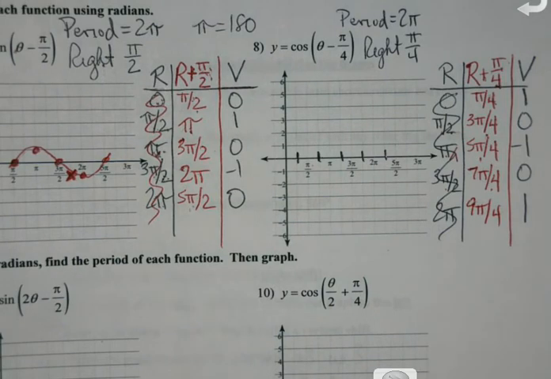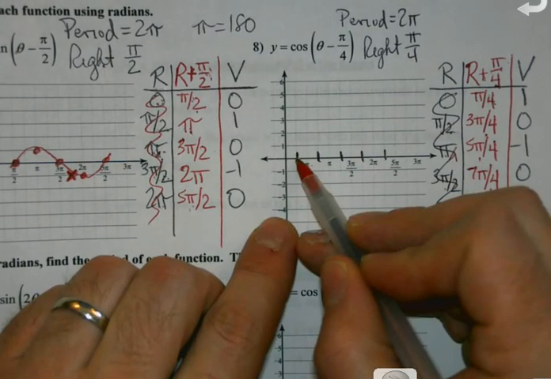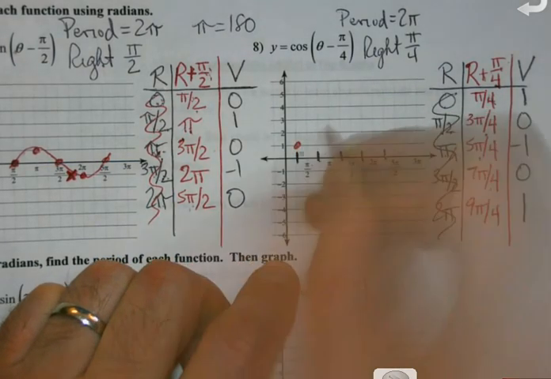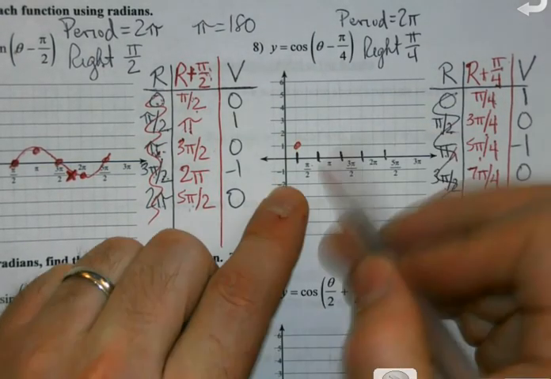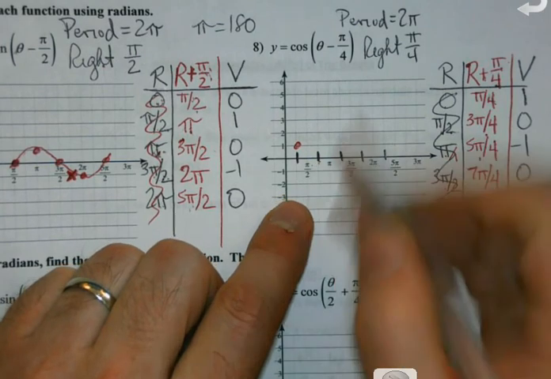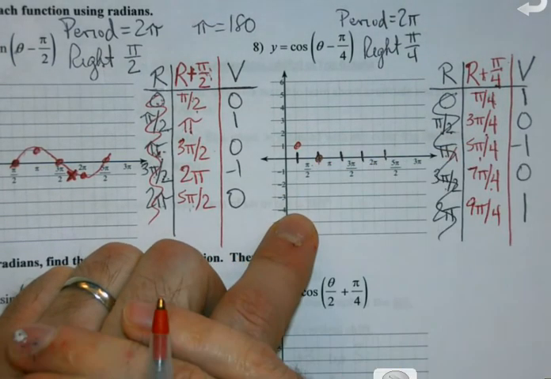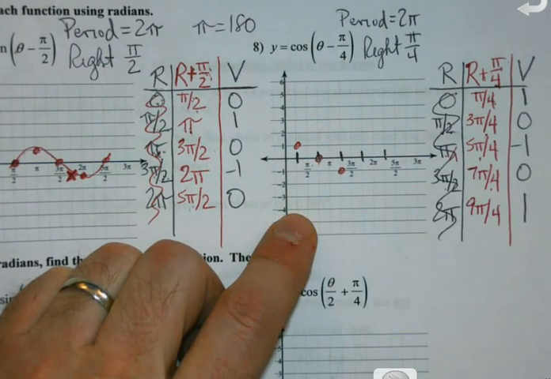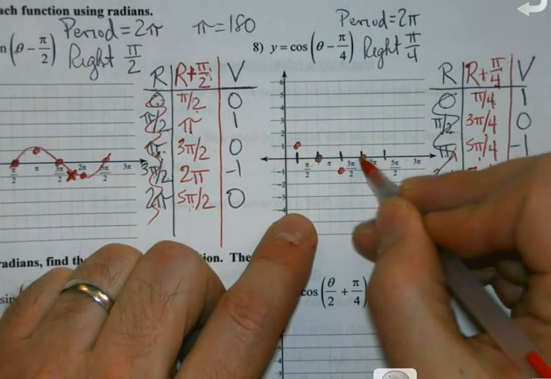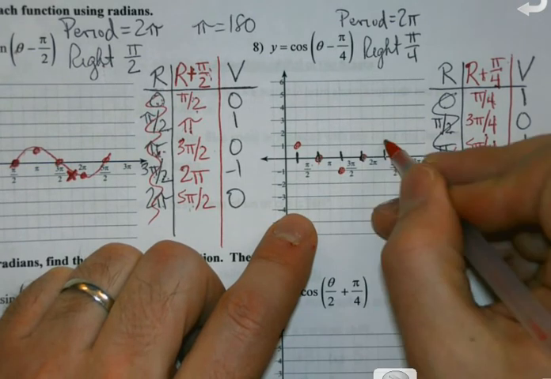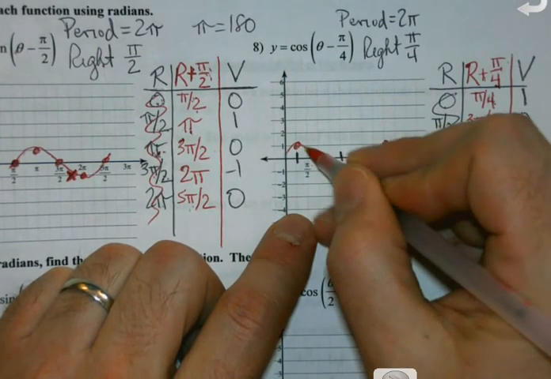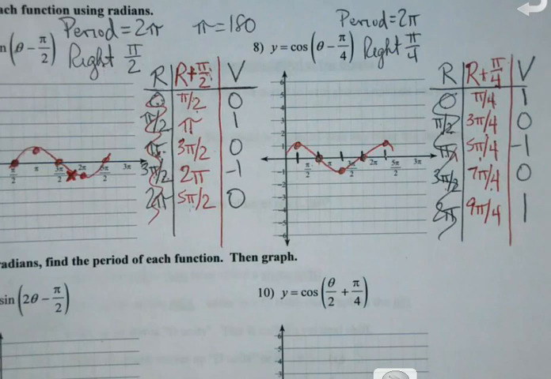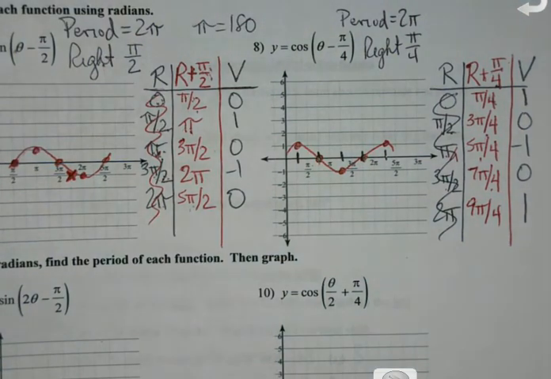So when I go to graph mine at pi over 4 right here, my value is going to be 1. Okay, my next line here, my 3 pi over 4, I'm at 0. At 5 pi over 4, I'm at negative 1. And I just keep working my way through. And again, as long as you get that first period, we're good. But you've got to be able to deal with the fractional portion of things.